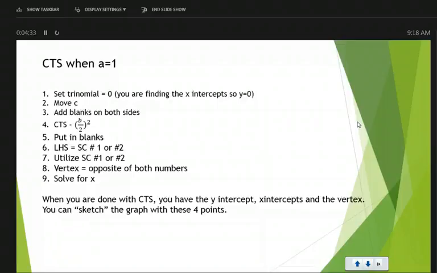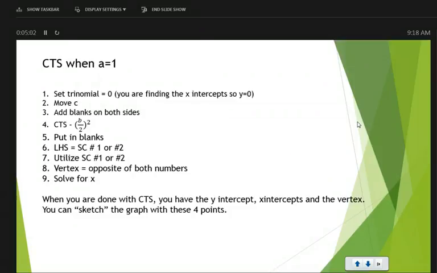Put in the blanks. What do you put in the blanks? Number 4. All this will make sense once we do it. Okay? Chill. Left-hand side is equal to shortcut 1 or 2. Utilize shortcut 1 or 2. In other words, do it. And then you've got the vertex, the opposite of both numbers. And then solve for x.